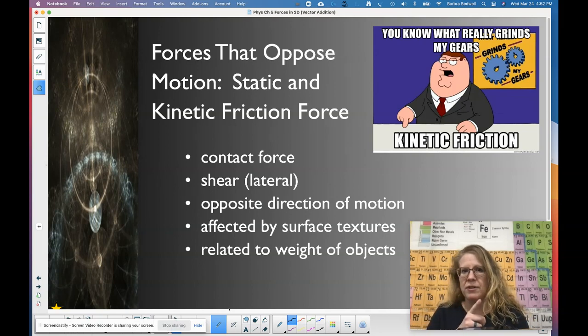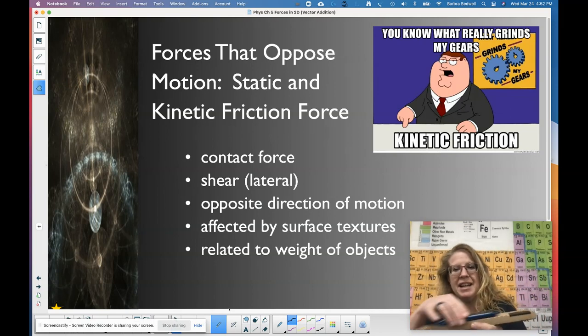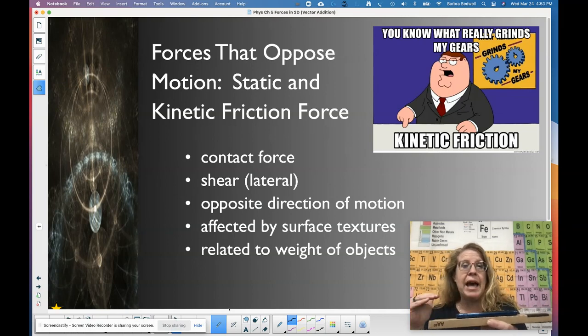Number one, it has to be a contact force. In order to have friction, it's got to be between two different surfaces that are in contact with one another. That's the definition of what it is. It's a shear force or a lateral force, in other words, horizontal. We have our two objects, our top and bottom, but the friction force is sideways to it.